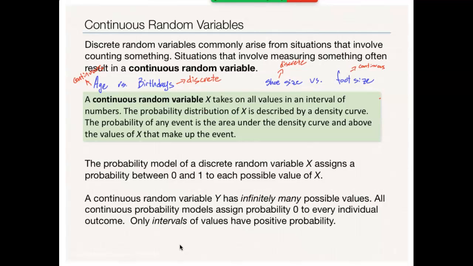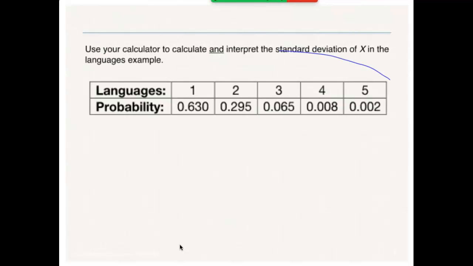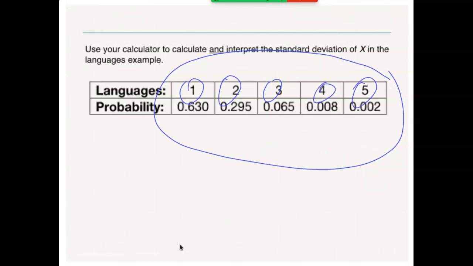And so a continuous random variable Y has infinitely many possible values. All continuous probability models assign a probability 0 to every individual outcome. Only intervals of values have a positive probability. So what that's saying, for those of you who took calculus, you would recognize this. You can't have a table that's a probability model like we could for a discrete random variable, right? For our discrete random variables, we're able to list the discrete outcomes and their corresponding probabilities. But for continuous, since there are infinitely many outcomes, you can't just list them out.